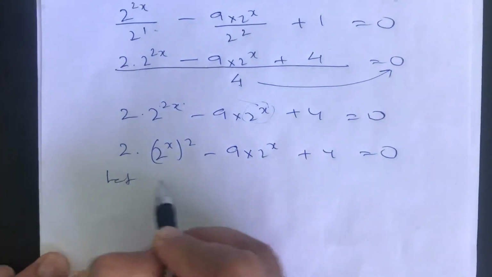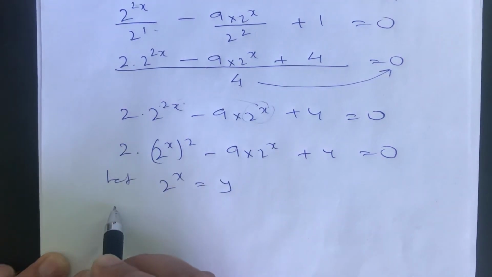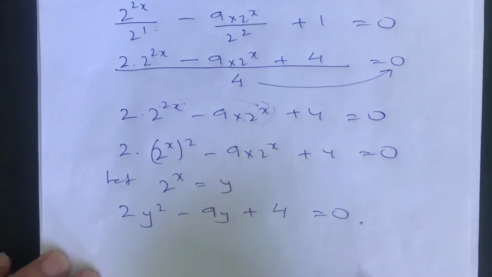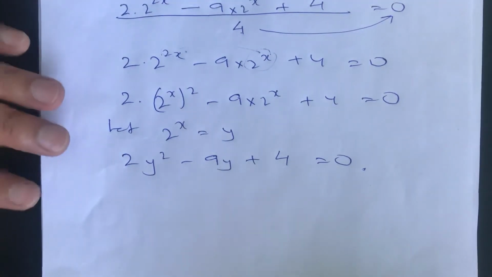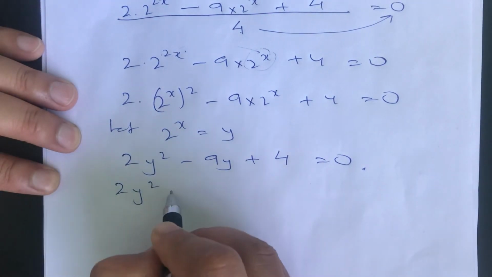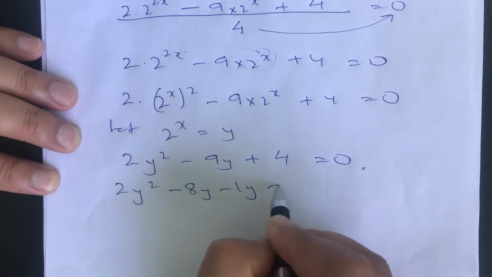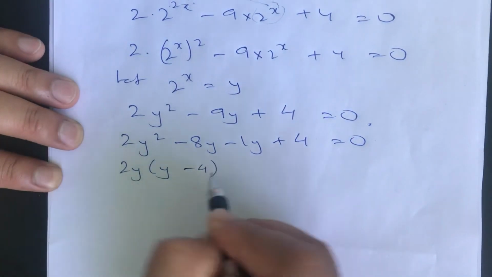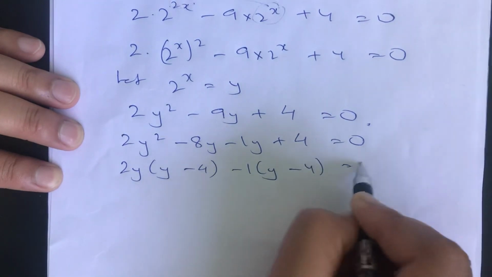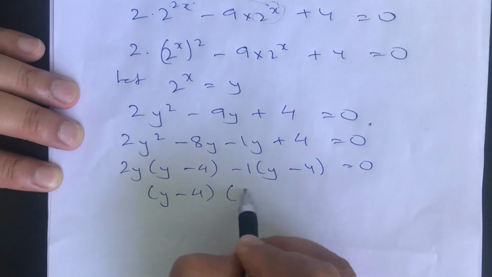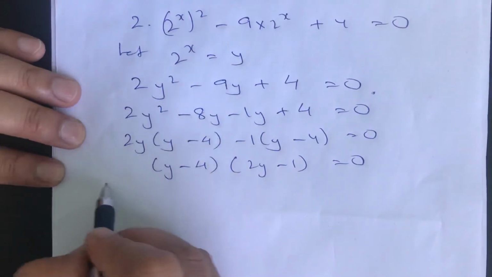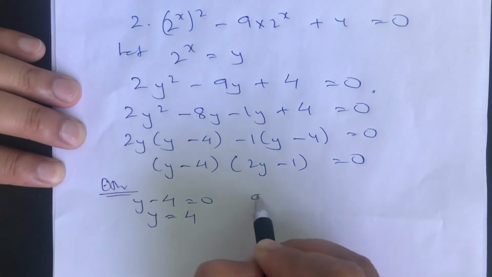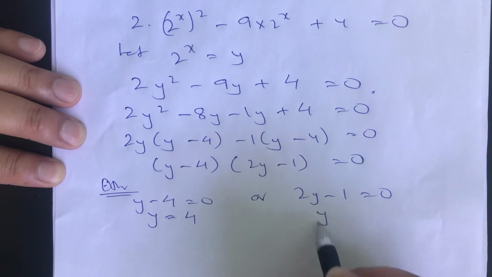So then let 2 to the power of x be equal to y. So therefore I get 2y² minus 9y plus 4 is equal to 0. Okay, so then what do I get? The factors: 2y² minus 8y minus 1y plus 4 is equal to 0. And then I get 2y(y minus 4) minus 1(y minus 4) is equal to 0. So we get (y minus 4)(2y minus 1) is equal to 0. So either y minus 4 is 0, y is equal to 4, or 2y minus 1 is equal to 0, y is equal to half.